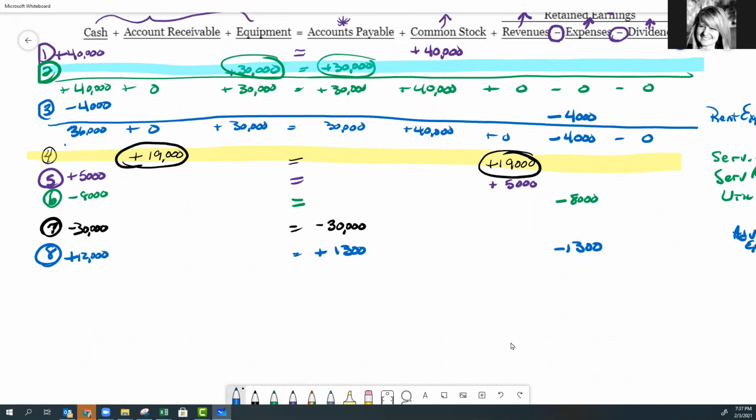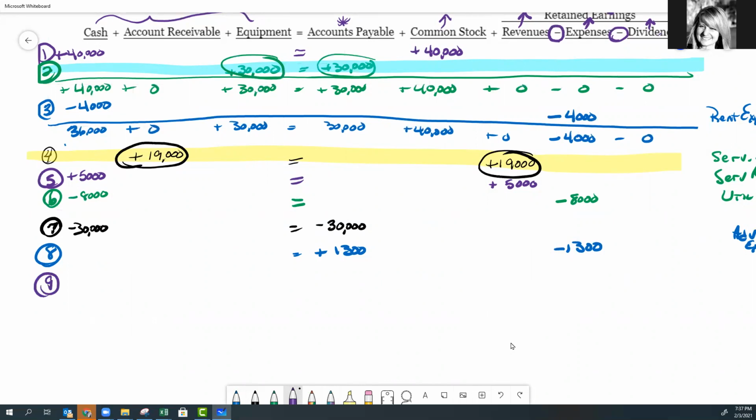And our accounts receivable goes down by $12,000. Why? Because when our customers pay it to us, they don't owe it to us any longer. Whoops, hang on a minute. I have that on the wrong line. Okay, so this is actually number 9. Let's go back to purple.